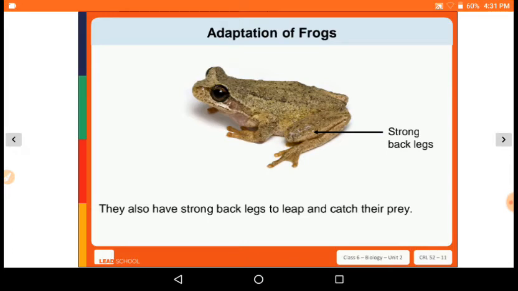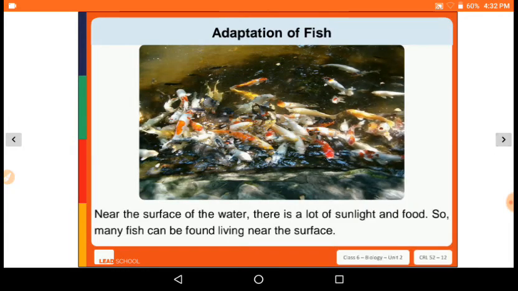They also have strong back legs to jump and catch their prey. Near the surface of the water there is a lot of sunlight and food, so many fish can be found living near the surface.